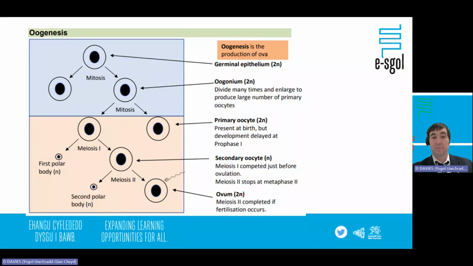The secondary oocyte is haploid, but the ovum, once fertilized, will regain the diploid number. So some similarities, some differences. The similarity is there are mitotic divisions to start with. There's a meiotic division, but this one is suspended at the end of meiosis 1, and then after ovulation the second meiotic division will happen.